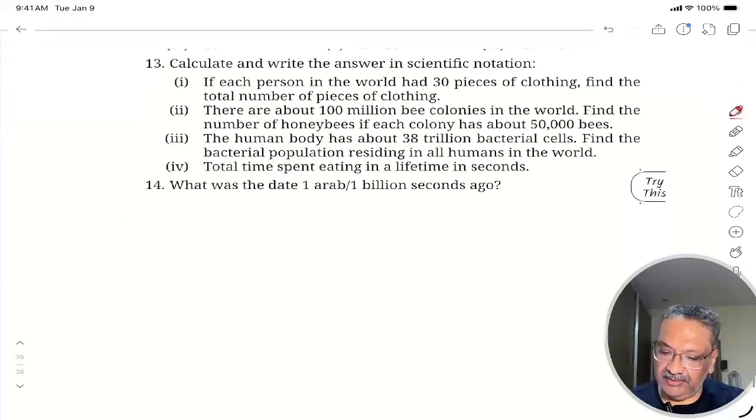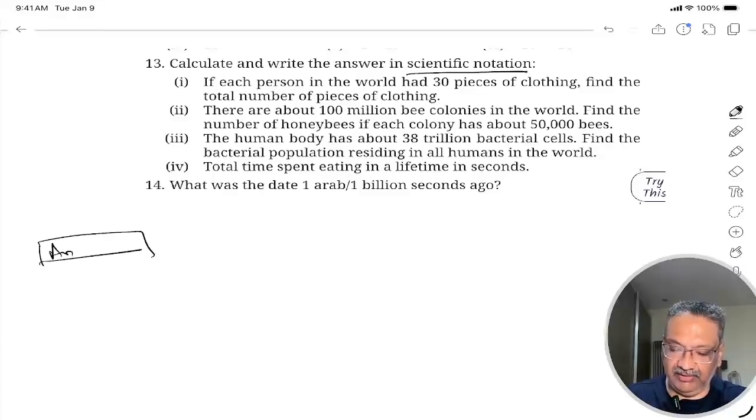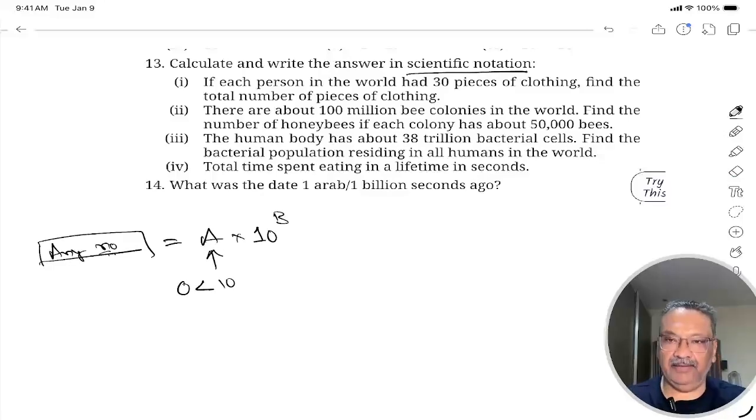Next, 13th question. What does the 13th question say? Calculate and write the answer in scientific notation. Scientific notation andre hege gottalla nimige? You have to express any number, if they have given any number, adanna ನಾವು we have to express as a into 10 to the power of b, where this number a will be between 0 and 10. In between 0 and 10 ಹಾಕ್ಬಿಟ್ಟು ನಾವು ಅದನ್ನ scientific notation ನಲ್ಲಿ ಬರಿಬೇಕು.